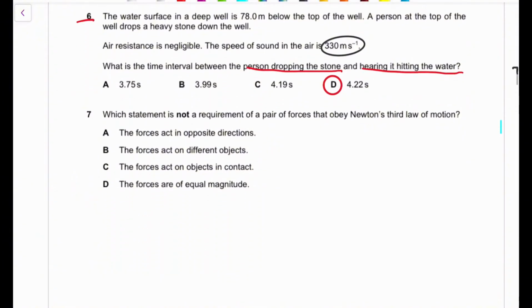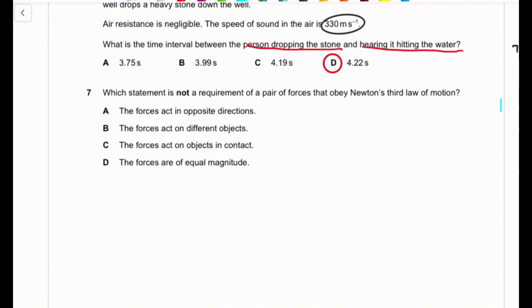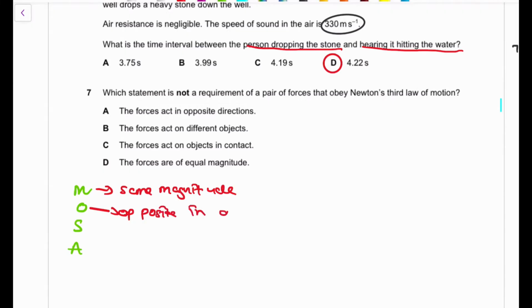Okay. Question 7. Tell me which is not a requirement of a pair of forces that obey Newton's third law. I always say this, right? MOSA. M stands for the forces needing to have the same magnitude. Very important. The forces need to be opposite in direction. Very important. The forces need to be of the same type. If they're gravitational forces, they both have to be gravitational forces.